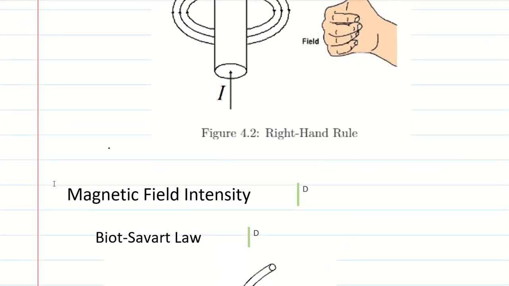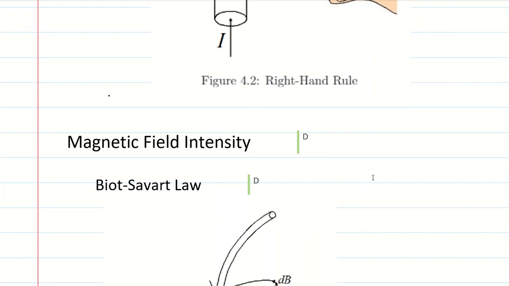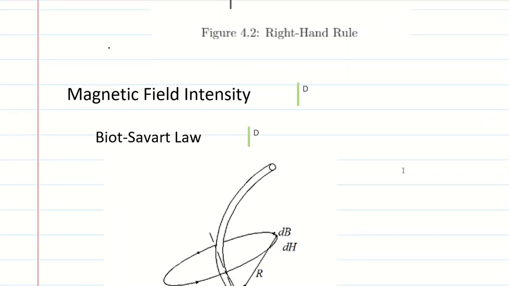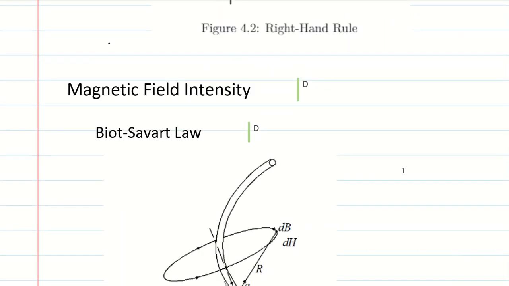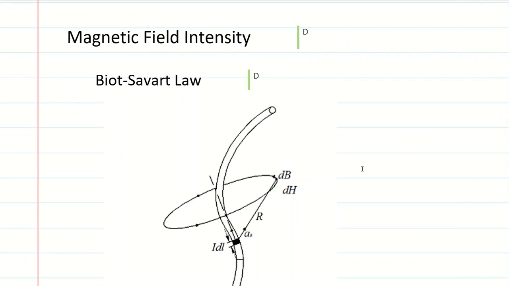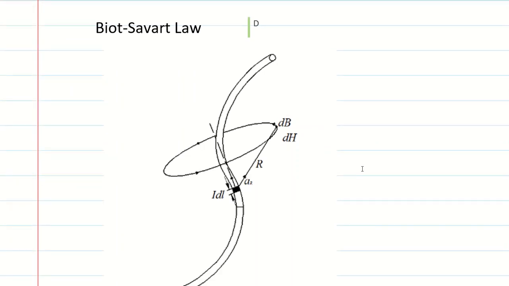Another way to measure the magnetic field is through its intensity, or some use strength, magnetic field strength, or magnetic force. It's not a force, but some books use magnetic force. To solve for the magnetic fields, we can use the Biot-Savart law. This one is similar to the infinitely long straight line in EE126 when we were solving for the electric field.